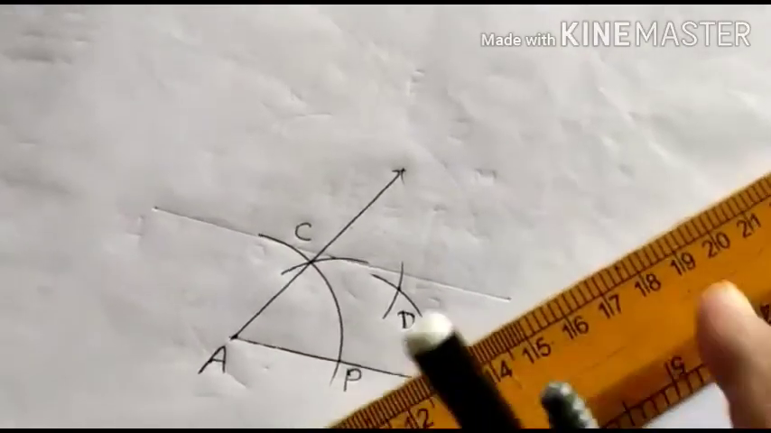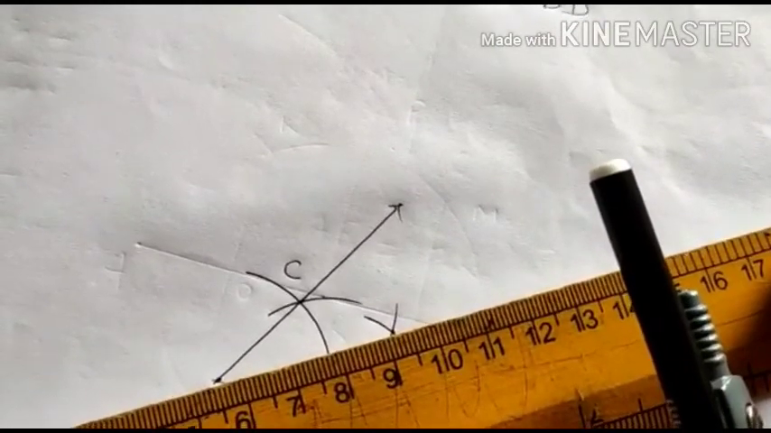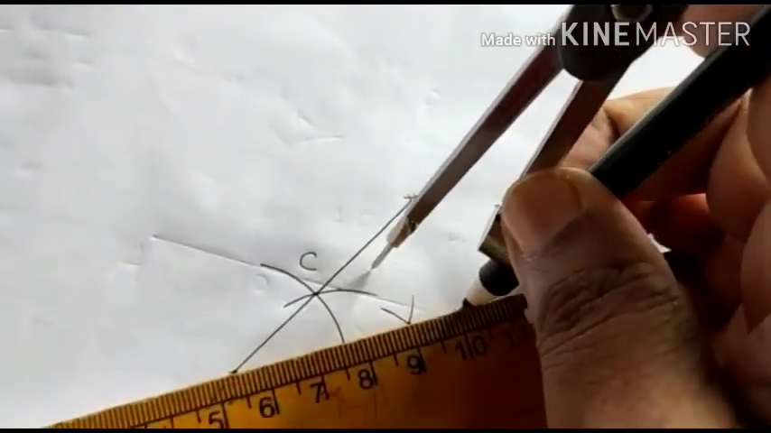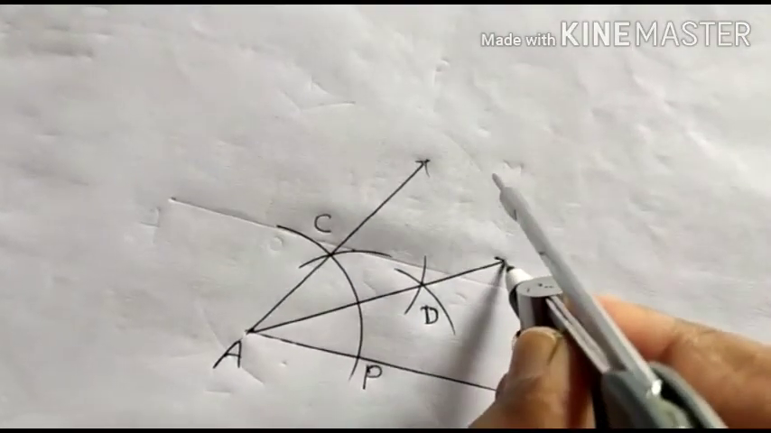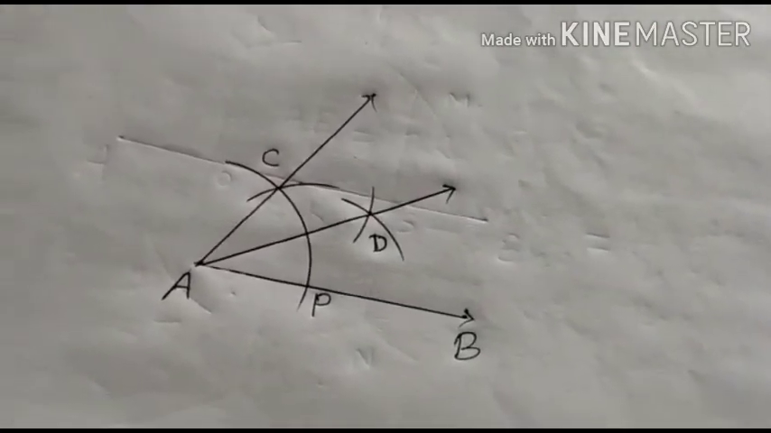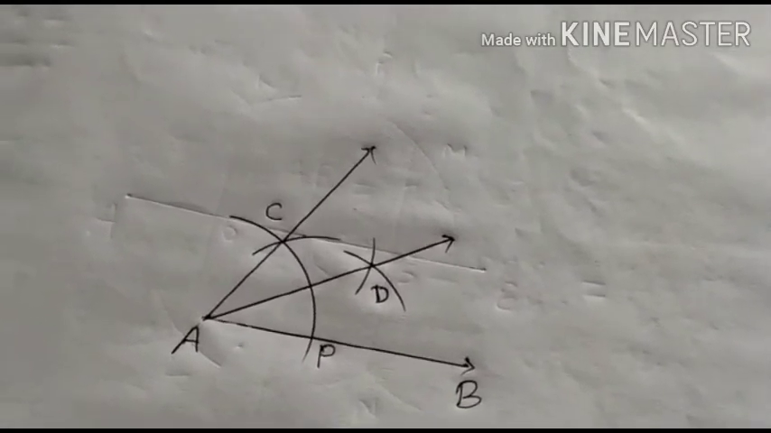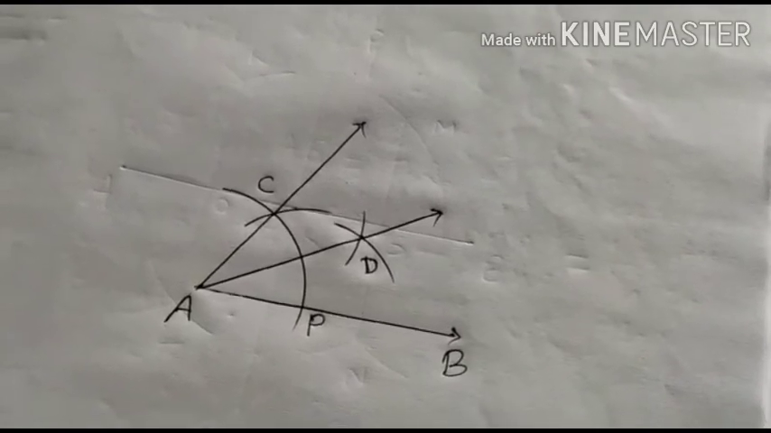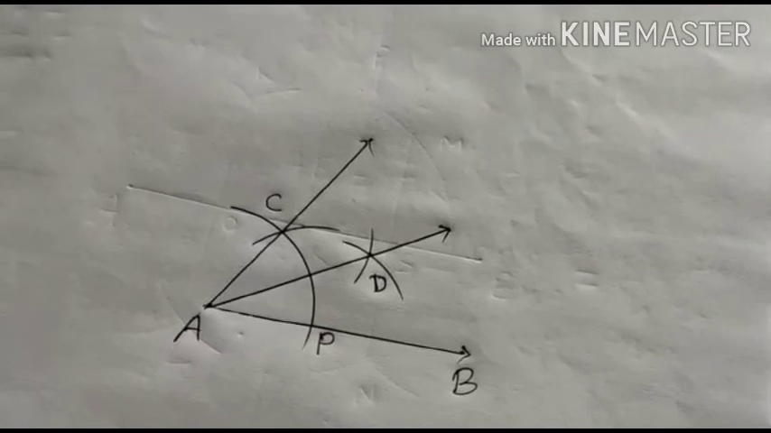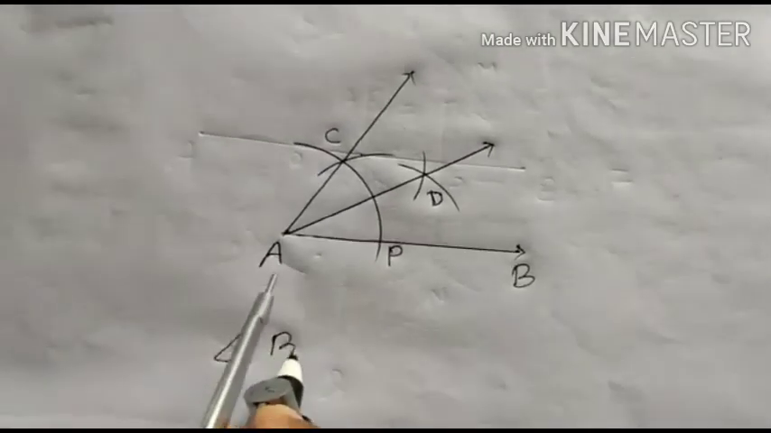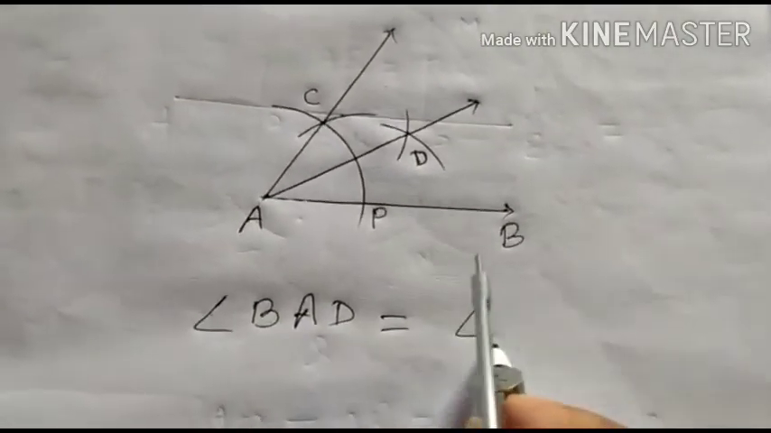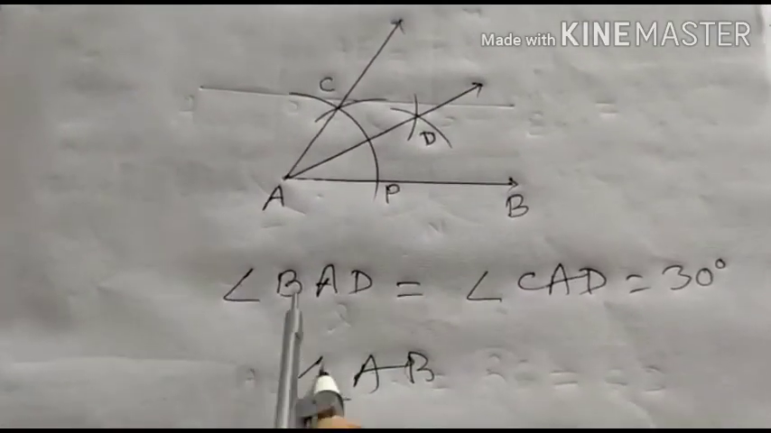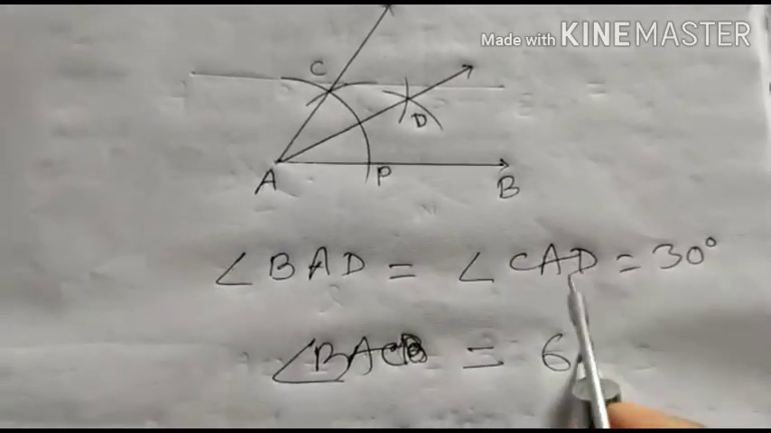We join AD and produce. The ray AD divides angle BAC into two equal parts. The two parts are angle BAD and angle CAD. The measure of angle BAD equals angle CAD equals 30 degree. The measure of angle BAC equals 60 degree.